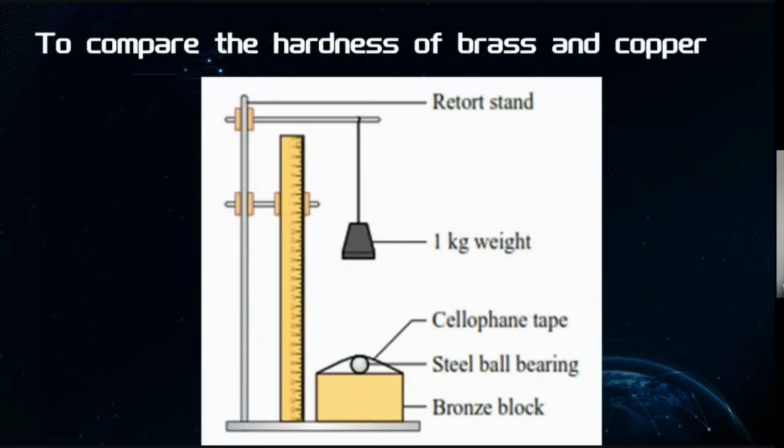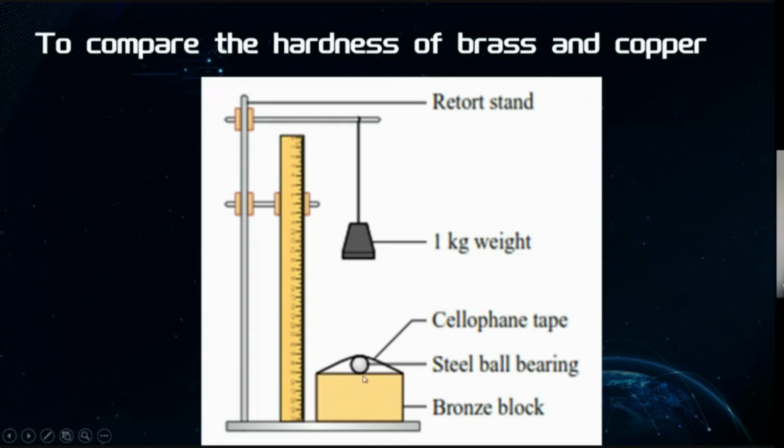Now, to compare the hardness of the bronze and the copper, one is the pure metal, another one is an alloy. So this is the apparatus. We hang the weight on the top of the block here, and then we have the steel ball bearing. You have to hang it at the same levels. Then after that you cut it, the weight falls down, knocks the steel ball bearing, then the steel ball bearing will knock the bronze block here. Here should be the brass block now.